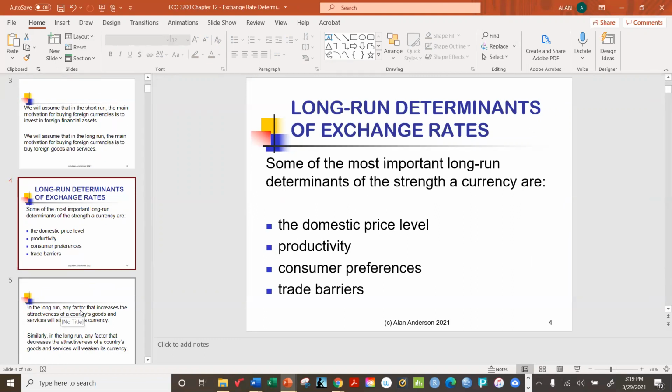Prices, like I said, in the short run, prices are assumed to be fixed, so they're irrelevant. But in the long run, the price level does make a big difference. Then we see productivity, consumer preferences, and we also see included in here trade barriers, which we'll discuss when we get to that point. But we've already seen enough of this to know that trade barriers are designed to protect domestic producers and keep their profits as high as possible. But they unfortunately have the impact of increasing the cost of goods to domestic consumers. All right, so let's take a look at these one at a time.